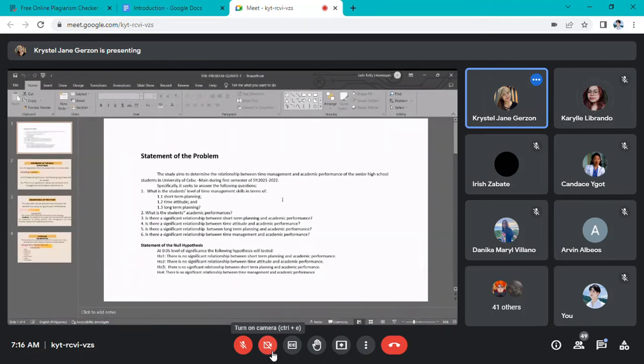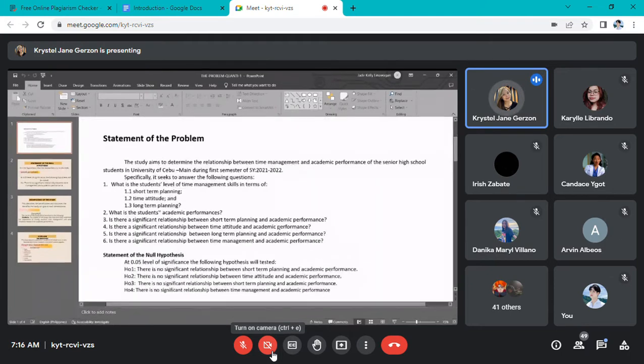That's right. All right. So basically, when it comes to the parts of the problem, I think you already know that last semester, under the problem, you had the statement of the problem, significance of the study, and scope and delimitation. Now there's actually one part added this semester since we are having quantitative research.